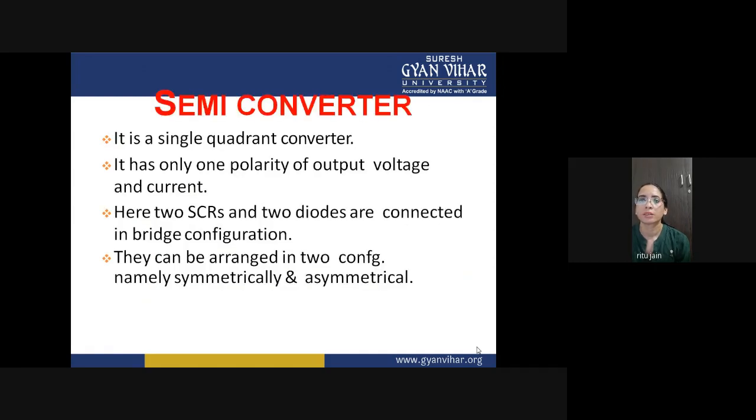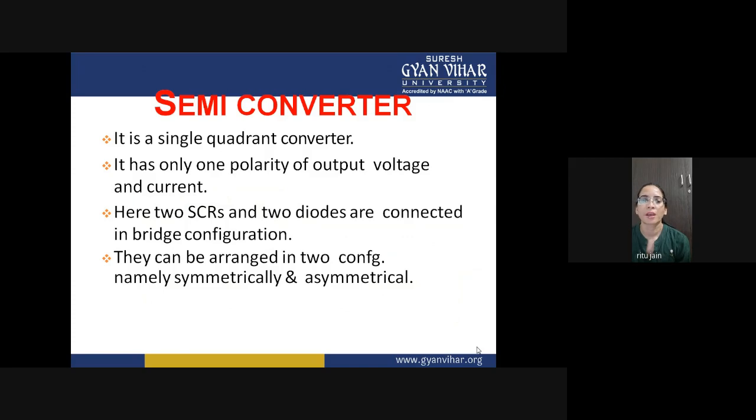Now let's discuss what a semiconverter is. Basically, a semiconverter is called a single quadrant converter. Single quadrant converter means that in this case, the voltage and current will be in the positive direction. That's why it is a single quadrant converter, and it has only one polarity of output voltage and current.